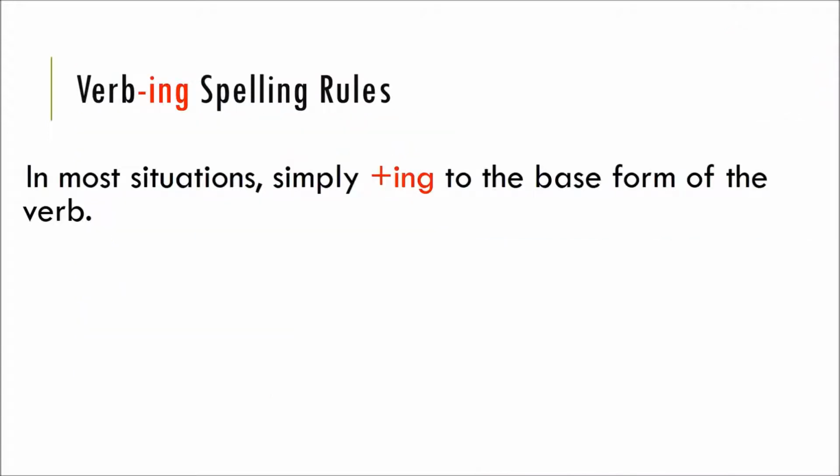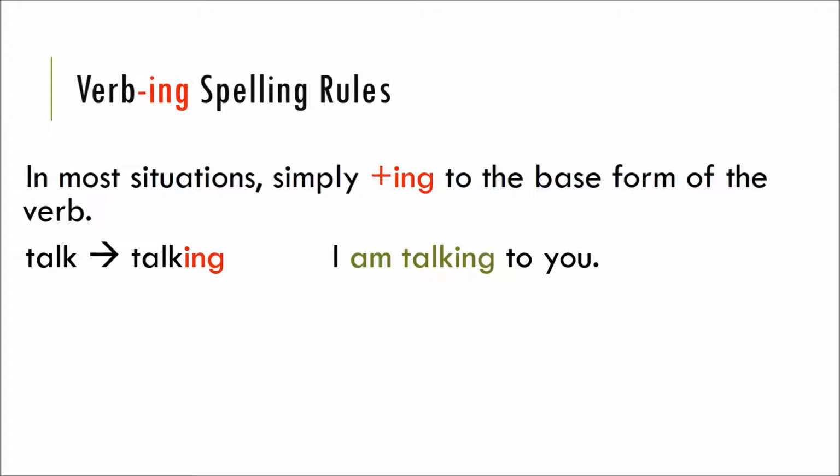To make the verb ing, there are a few rules you need to remember for spelling. In most situations, you simply add ing to the base form of the verb. For example, talk becomes talking. I am talking to you. Notice the verb talk, all we had to do was add ing.